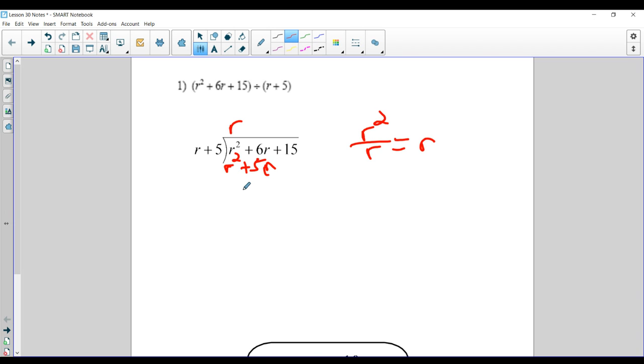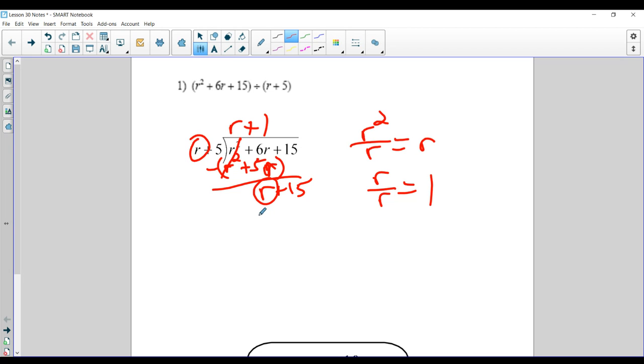Oops, bad r, sorry. I am then going to take that line and subtract it. So r squared minus r squared, 0. 6r minus 5r is 1r. And then after I do the division, just like I did with the long division, I'm going to bring down the next term. So that would be plus 15. Then I'm going to repeat first term divided by first term. So r divided by r would be 1, and it'd be positive 1, so I'm going to put a plus 1.